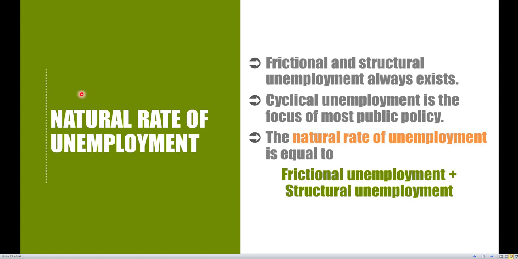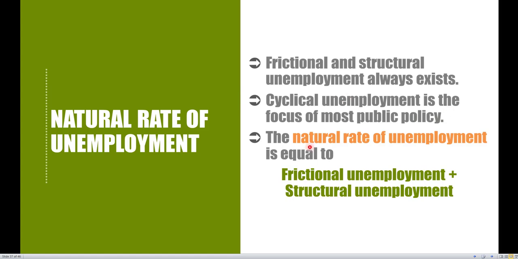And it tells us exactly about the health of the economy at any given moment in time. As we said before, frictional and structural unemployment are always going to exist. Cyclical unemployment is the focus of most public policy. So if we want to have some type of impact in lowering the unemployment rate, it's going to be on the cyclical unemployment side. When the government passes some type of stimulus, it's going to be focusing on cyclical unemployment.